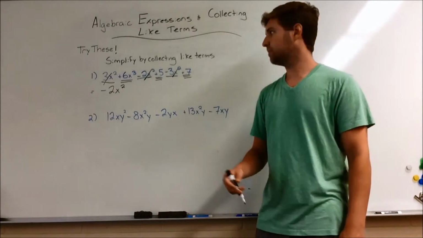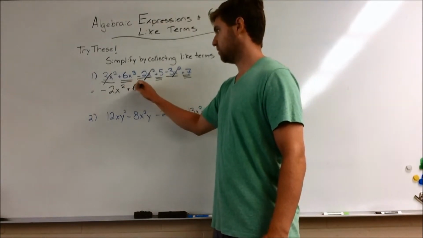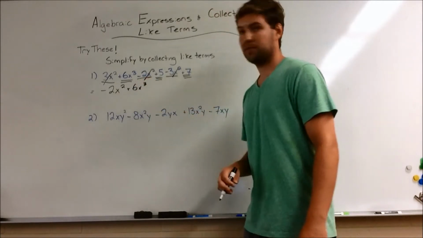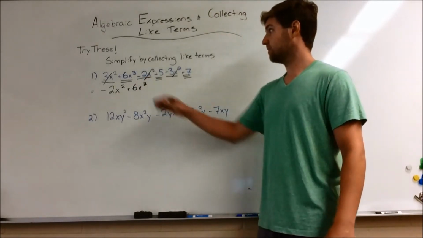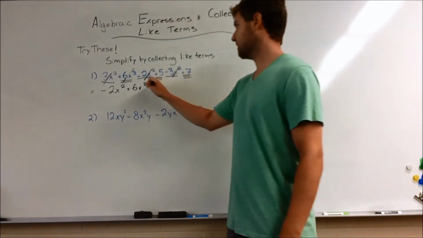There is nothing to do with the x cubed, no other x cubed terms to add with it, so we just write it as is. And it's done. And then we have 5 and 7, which makes 13.